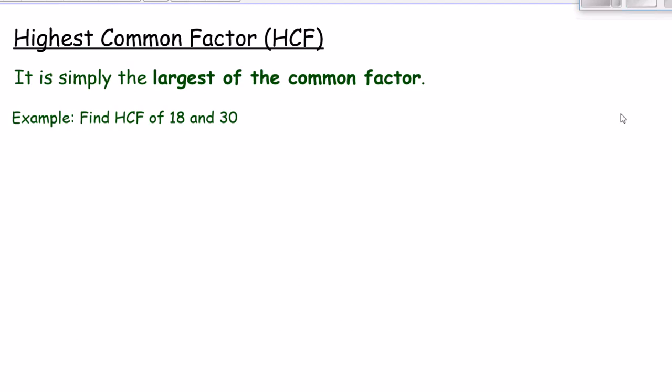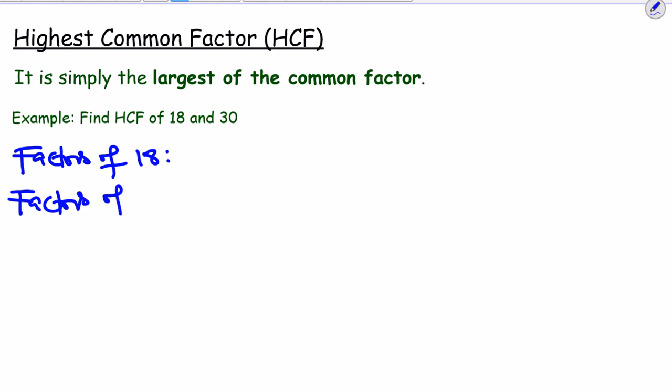For example, if we're asked to find the highest common factor of 18 and 30, we'll start by listing factors of 18, factors of 30, and then we can use our answers to find the largest of the common factor. So we'll use the factors of 18 and factors of 30 to find the largest common factor.